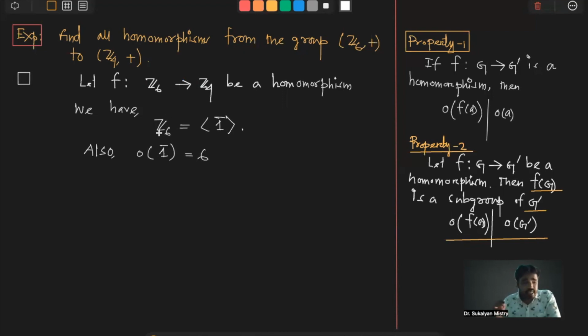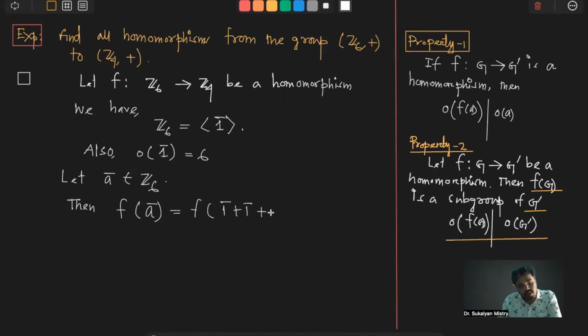Okay, so now we consider any element a that belongs to Z6. So let a bar belong to Z6. Then f of a bar can be written as f of 1 bar plus 1 bar plus dot dot dot 1 bar, a times 1 bar, okay.